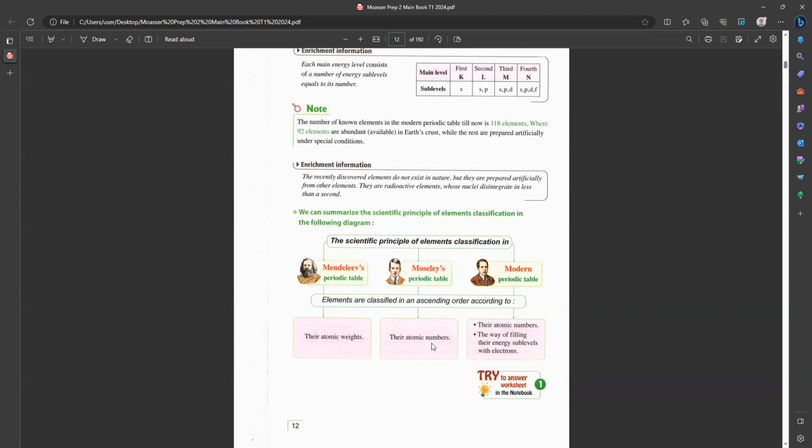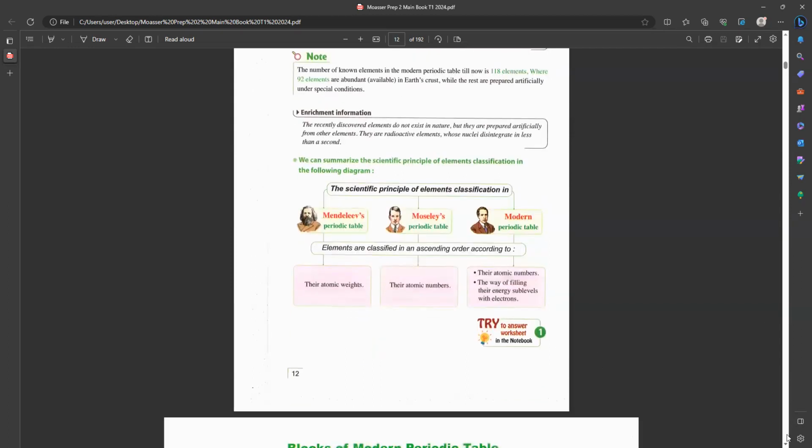Moseley arranged the elements in periods according to atomic number. He added the zero group on the right side of the table, and put two periods below the table, the lanthanides and actinides. The modern periodic table is the last periodic table that we use today in our life, which has 118 elements, 92 natural, found in the Earth's crust, and the remaining artificially developed. That was the lesson for the day. We will complete the lesson in the next session.